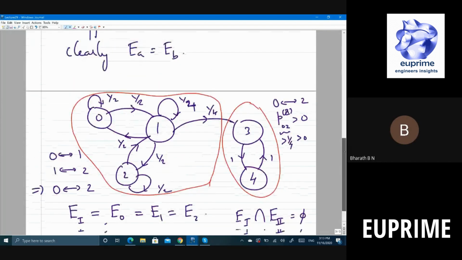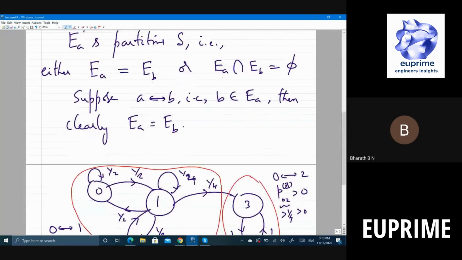Is this fine? The argument is very clear, right? So EA equals EB, or this is true. For example, if B belongs to EA, then that means B can communicate with A, and therefore it can communicate with all the other nodes that A can communicate with. Therefore, all the states in EB also belong to EA, and vice versa. Therefore, EA equals EB. On the other hand, if B does not belong to EA, that means what?